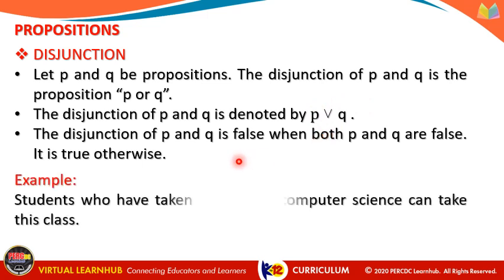Example, students who have taken calculus or computer science can take this class. So as you can see, this proposition consists of two simple propositions. One proposition is students who have taken calculus can take this class. The other proposition is students who have taken computer science can take this class. So you have two propositions connected by the word or. What you have is a disjunction.